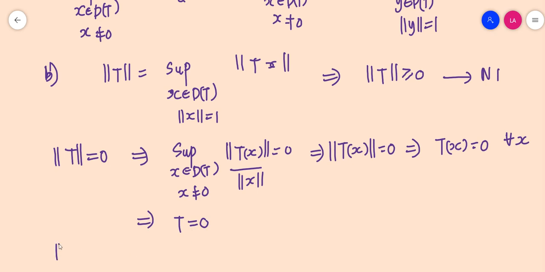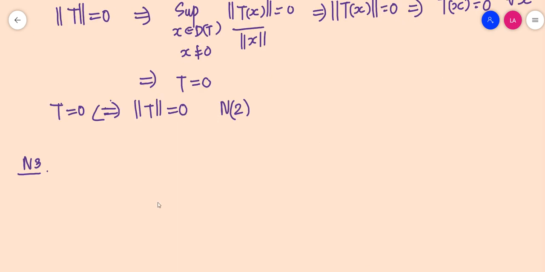And in the other case, if T is equal to 0, then T x is equal to 0 for all x, which means that the supremum over x an element of D(T), x not equal to 0, of norm T x by norm x is always 0, which means that norm T is equal to 0. So concluding both of them together, we can write T is equal to 0 if and only if norm T is equal to 0, which implies that the second property N2 holds.